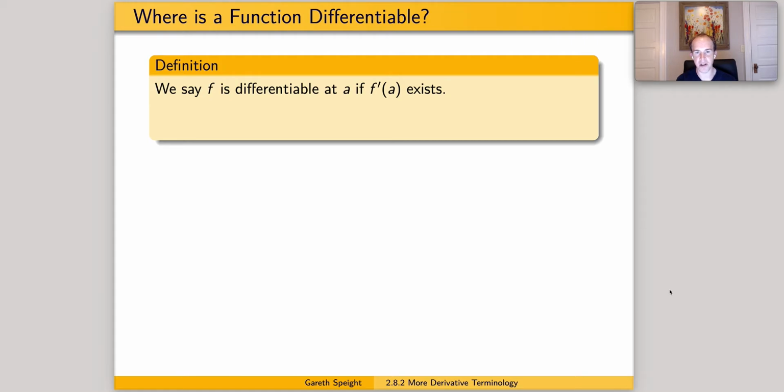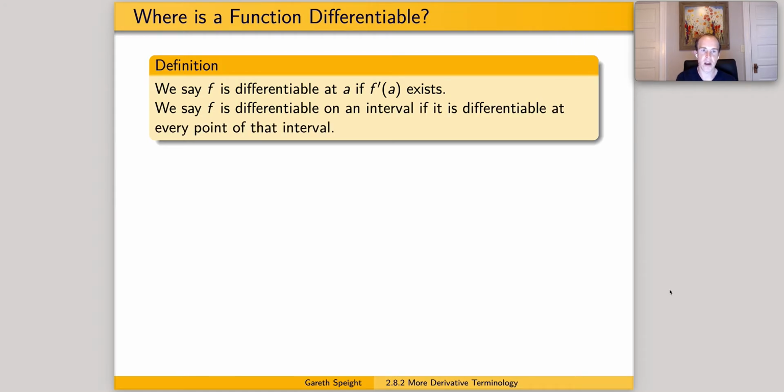So we say f is differentiable if this limit exists. And f is differentiable in an interval if it's differentiable at every point of that interval. So sometimes you might be asked, what is the domain of the derivative, or where is the function differentiable? It's the same question. So you want to figure out all the points where the function is differentiable.